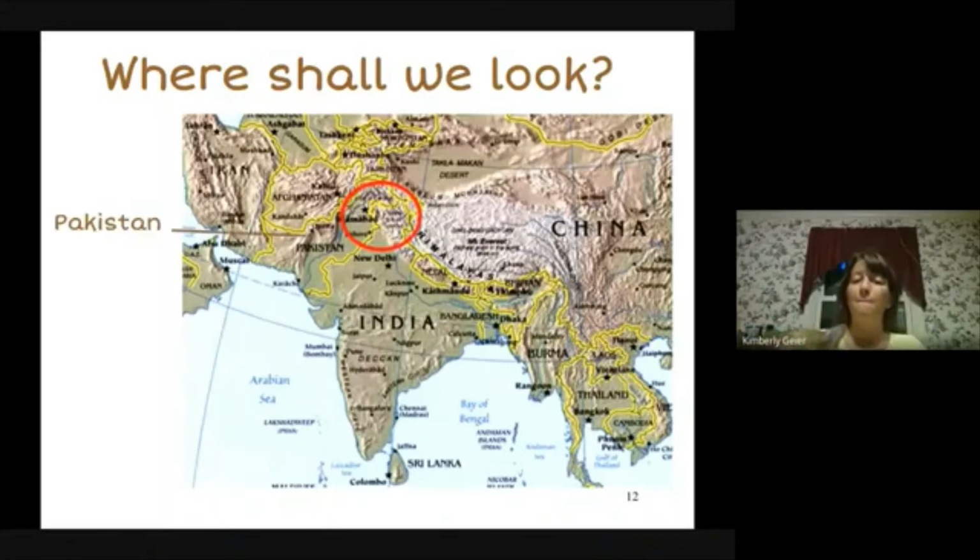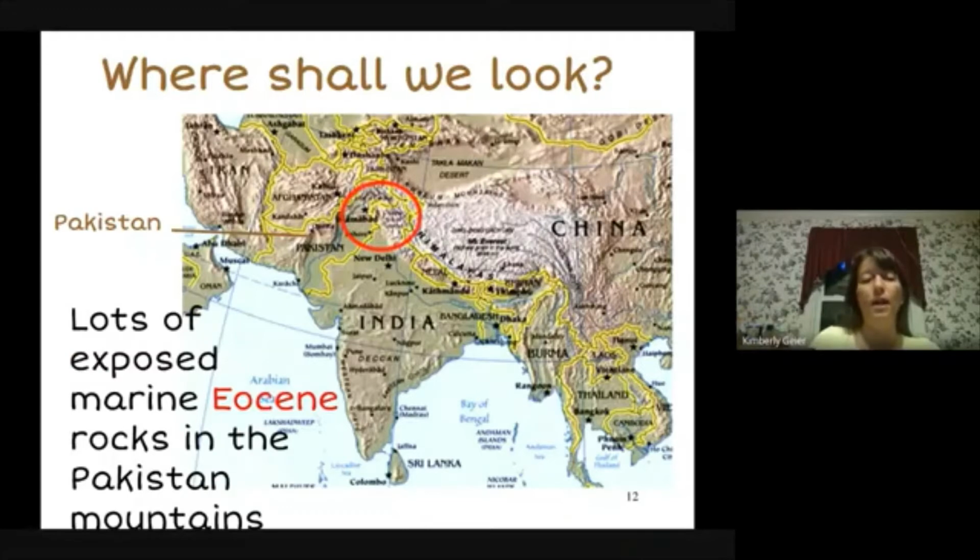Now, maybe you don't want to go visit Pakistan right now. Wouldn't blame you. But back in the 1980s, Pakistan and the United States got along really well. It was a relatively safe place to travel, and so scientists could easily go to Pakistan and study fossils. And there are lots of exposed marine Eocene rocks in the Pakistan mountains. So, great place to look, yes, for whale fossils, even though it's far away from the ocean right now, but it was ocean back during the Eocene.